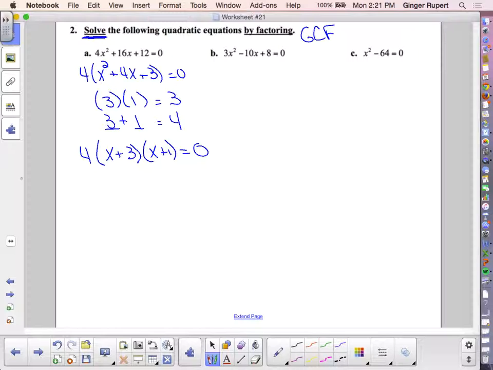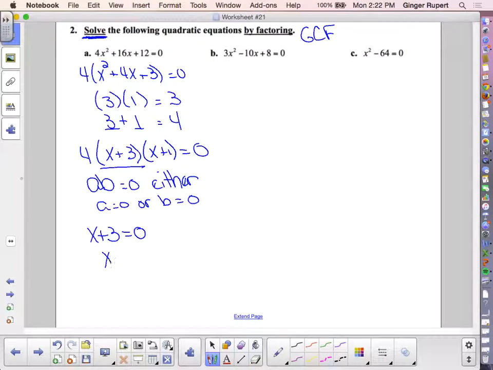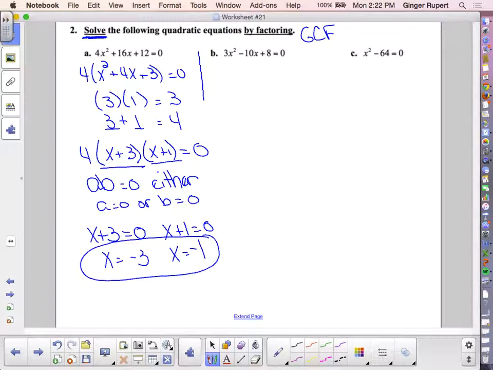It says solve, so that means I have to use the zero product property. If a times b is equal to 0, then either a is equal to 0 or b is equal to 0. So if we treat x plus 3 like it were a, when will that be equal to 0? When x is equal to negative 3. If you treat x plus 1 as b, then when x plus 1 is equal to 0, x is equal to negative 1. So those are the two solutions to that quadratic equation.